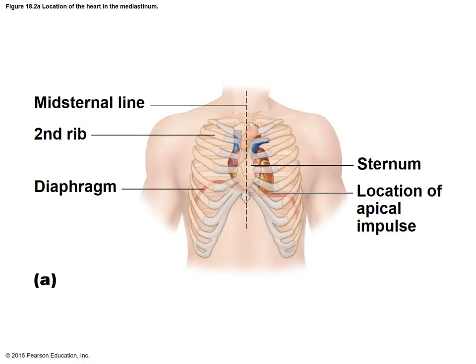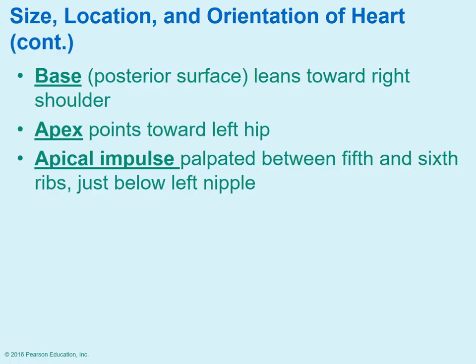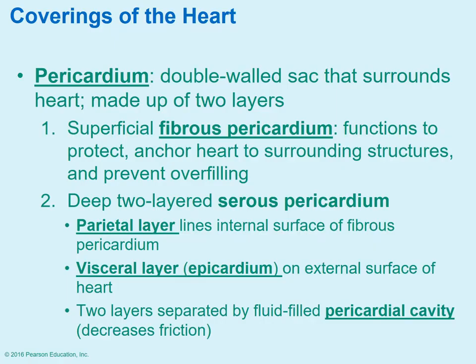Showing the placement of the heart, and from looking down at the heart as well. The base, which is the posterior surface, kind of leans towards the right shoulder. The apex points down to the left hip. So once again, showing the position of it.